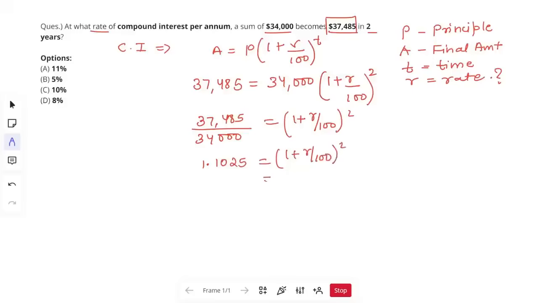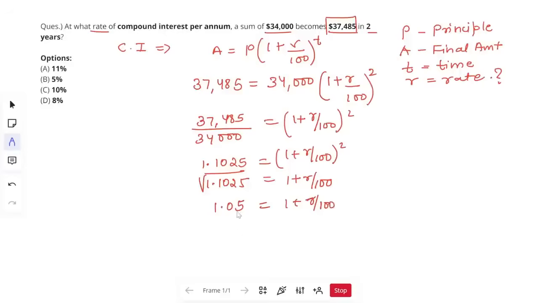Now to solve it further, since this is squared on this side, we can write it this way: it will become the square root of 1.1025, and on the other side we have just 1 plus R by 100. Now we are not taking the square. If you solve it further, the square root comes to 1.05, and this is 1 plus R by 100.